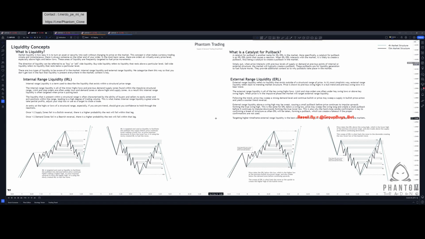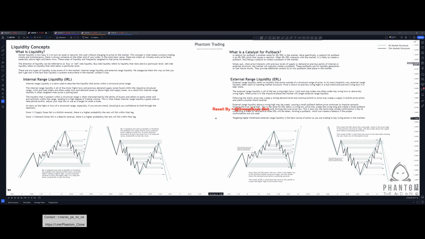Now let's dive into liquidity concepts. Liquidity is what's ultimately going to drive the market. So the first question we should ask ourselves is, what is liquidity? Market liquidity is how easy it is to turn an asset or security into cash without changing its price in the market. This concept is what makes currency trading simple and instantaneous.